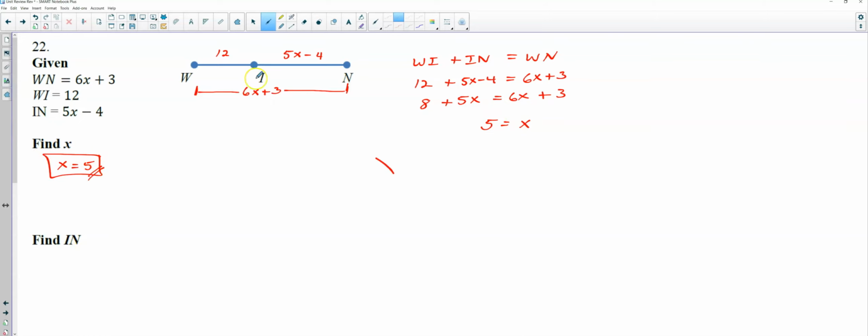And then find IN. IN is 5x minus 4. So 5x minus 4 is the same as 5 times 5 minus 4. This is IN. That means that this is equal to 25 minus 4. And 25 minus 4 is just 21. So IN equals 21. And here is the answer. See? All right, is there anything else?